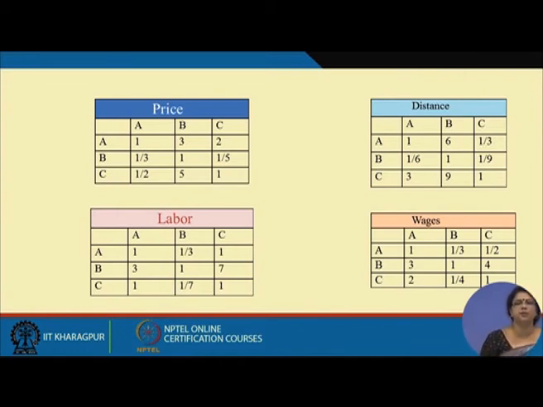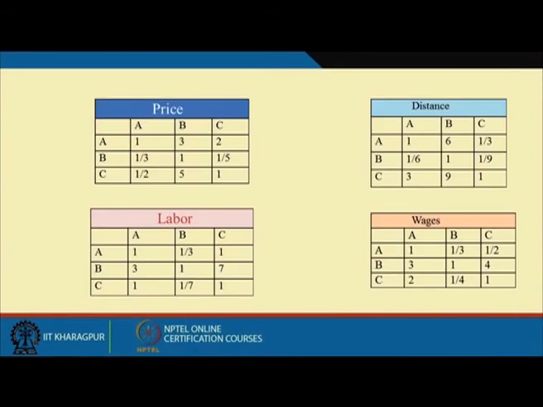Once we prepare this matrix, with respect to every matrix we will prepare a dominance vector, that is called the priority vector. That is our task next: with respect to price we will rank A, B, C, with respect to distance we will rank A, B, C, and with respect to cost of labor and quality of labor, we will also rank A, B, C.